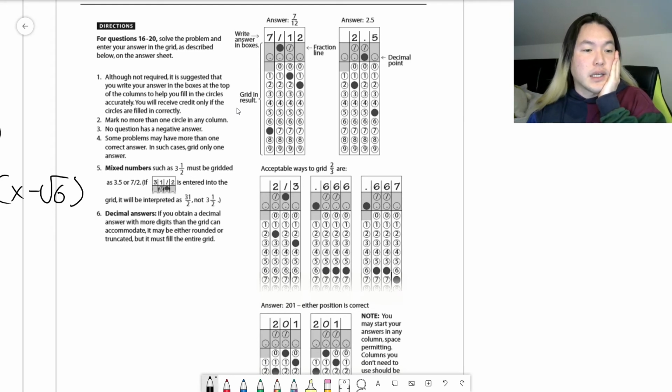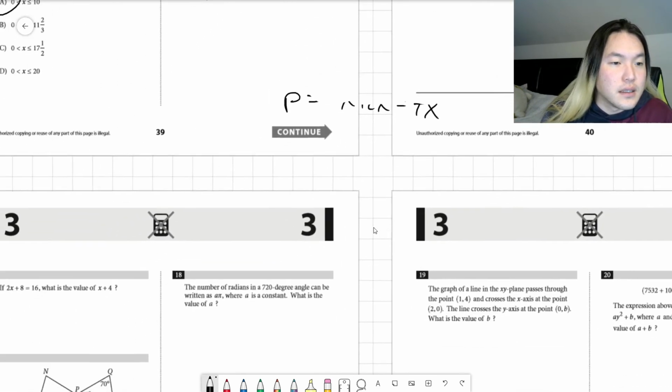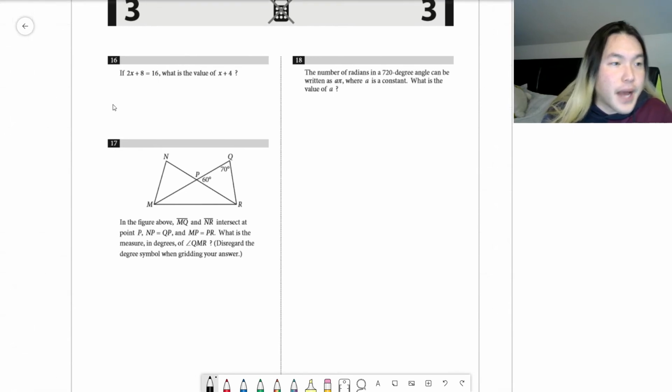If you get a number like 201, you can write it all to the right or all to the left. Either is correct. For decimals, you use a point, and for fractions, you can use the slash. I think you'll find that they're not too bad.